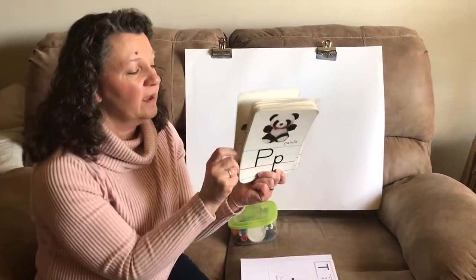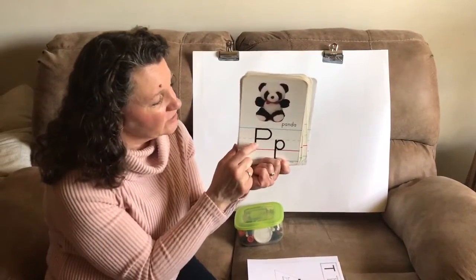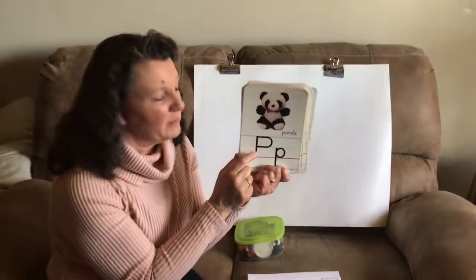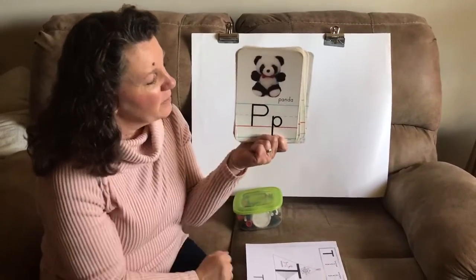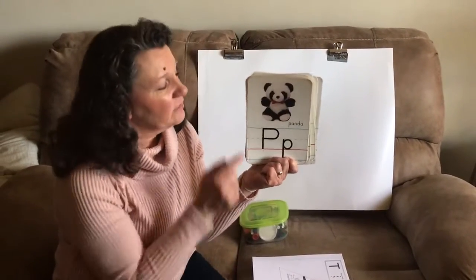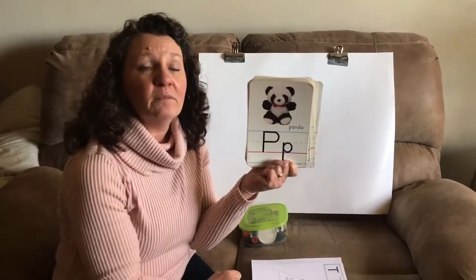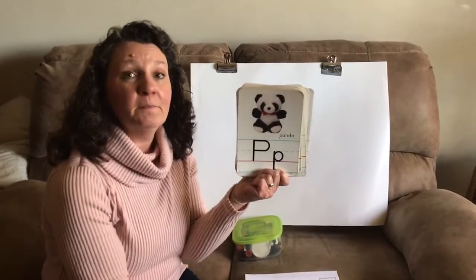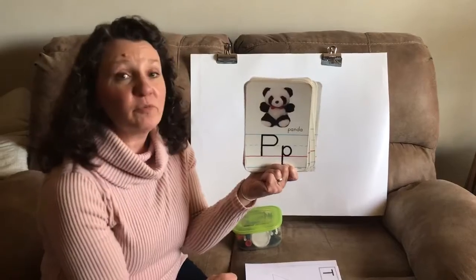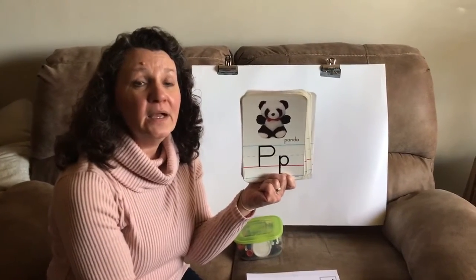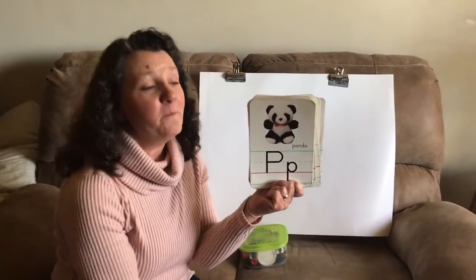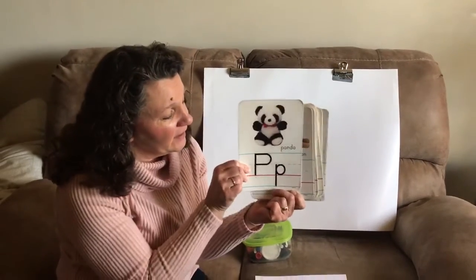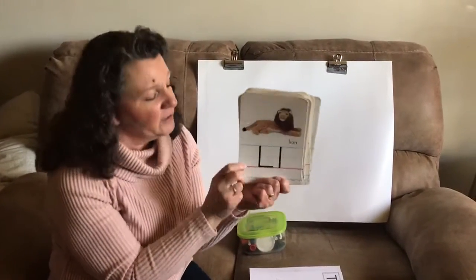And here we have the letter P. Here's our capital P, like in Penelope Pig, and our lowercase p. It makes the p sound like in panda and popcorn and puppy. P is for panda, p, p, p. Okay, and here we have the letter L.